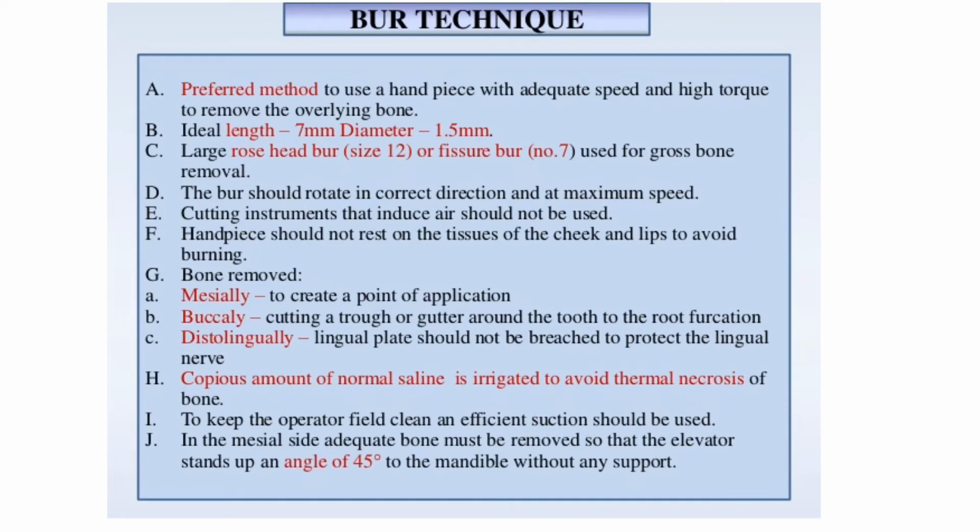So let's see the details of burr technique. Burr technique is the preferred method, using a handpiece with adequate speed and high torque to remove the overlying bone. The ideal length is 7 mm and diameter is 1.5 mm. Large rosehead burr of size number 12 or Fisher burr of size number 7 is used for gross bone removal.